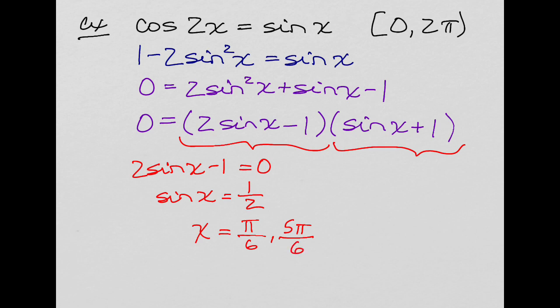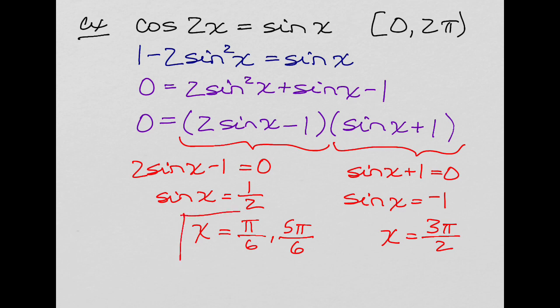I have sine x plus 1 equals 0. Subtract 1 both sides, so sine x is negative 1. And between 0 and 2 pi, the only place that happens is at 3 pi over 2. So 3 solutions.